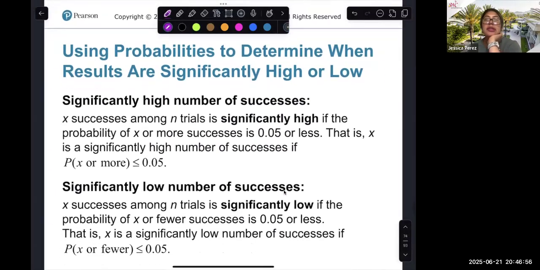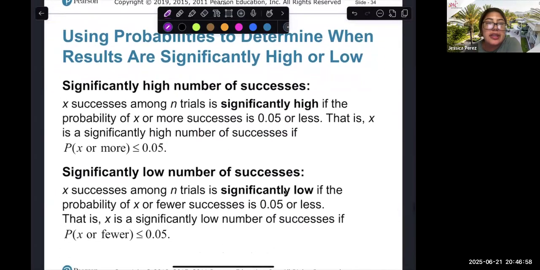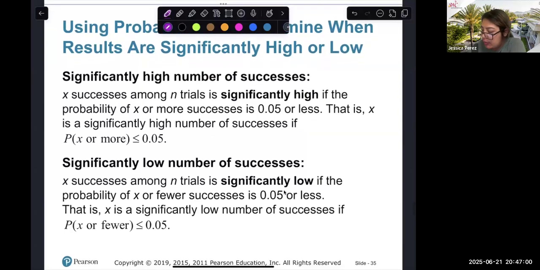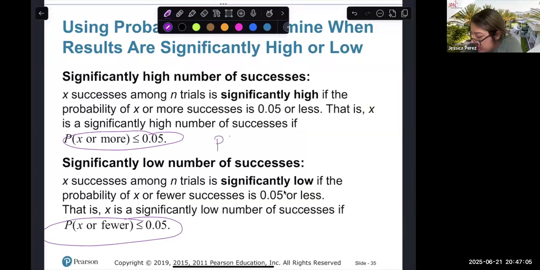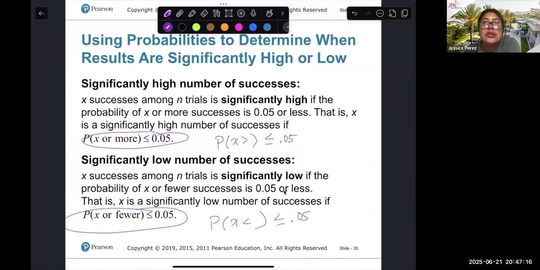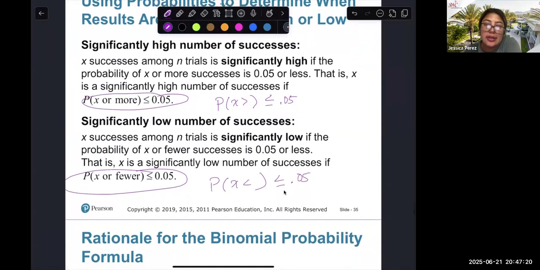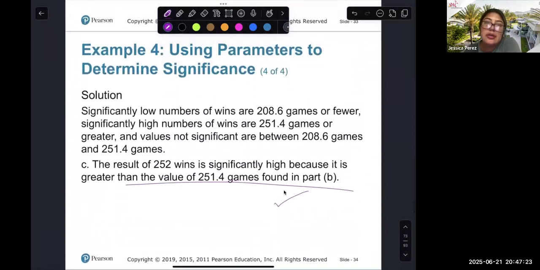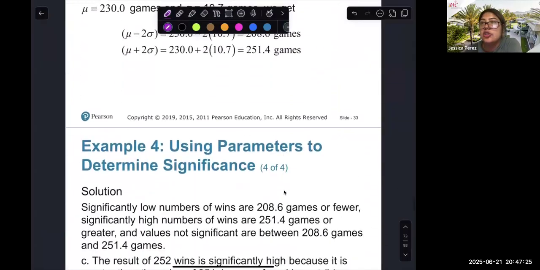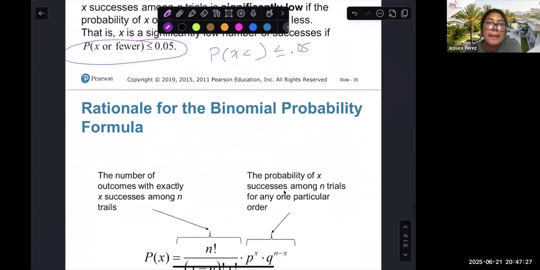Now, using probabilities to determine when the results are significantly high or significantly low, we use the same properties that we've been using. The probability of X or more is less than or equal to 0.05. The probability of X or fewer is less than or equal to 0.05. So this is using probabilities to determine when results are significantly high or significantly low. But we've been using the past formula to actually determine the actual values.